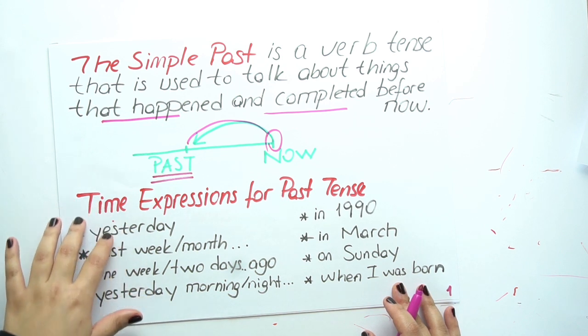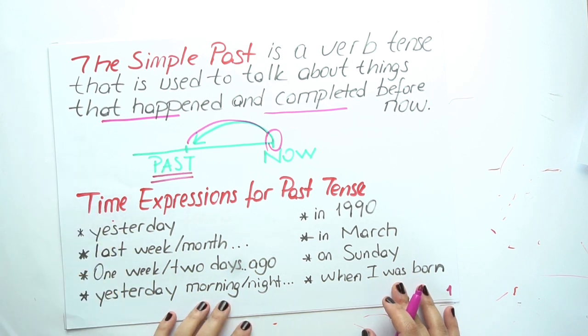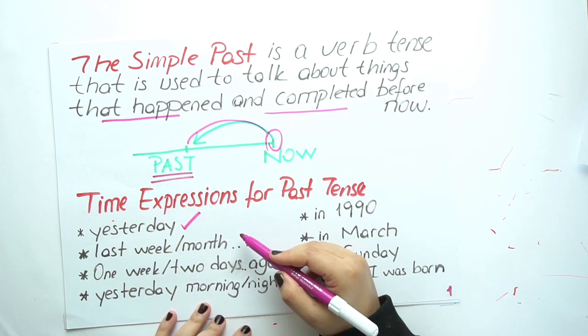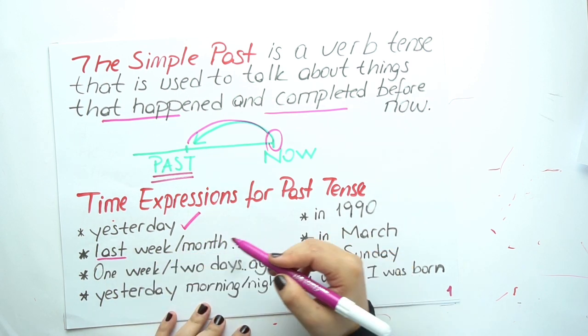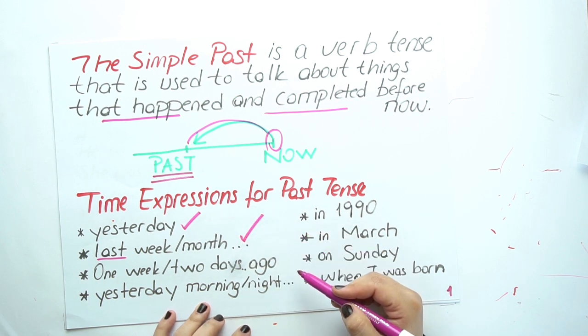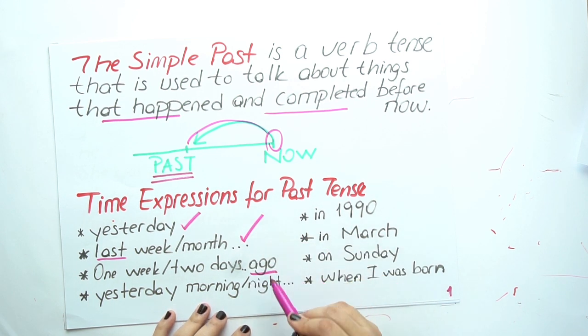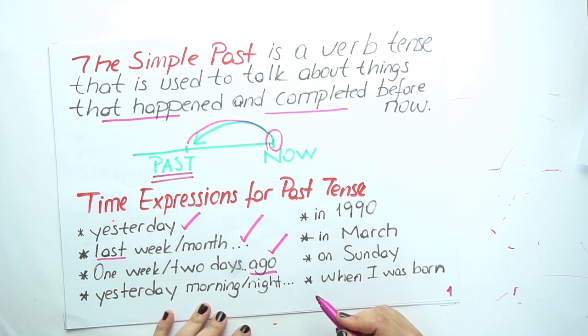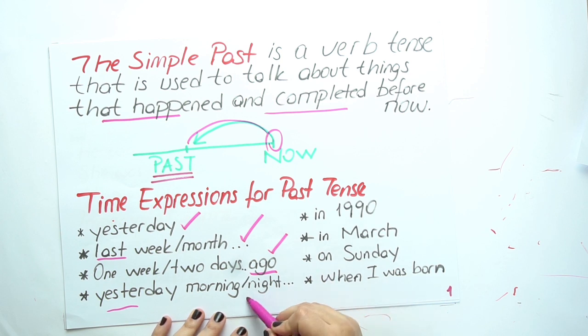Let's look at the time expressions for past tense. Yesterday, last, we can add week, month, whatever you want. Last week, last month. Ago: 1 week ago, 2 days ago, 4 hours ago. Yesterday, also we can say yesterday morning, yesterday night.